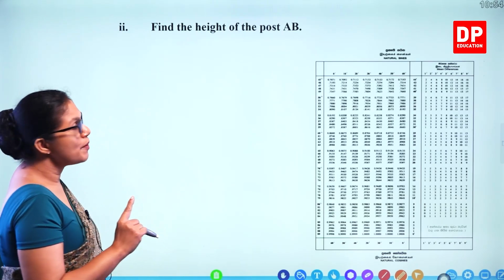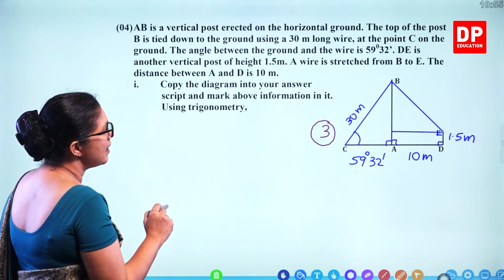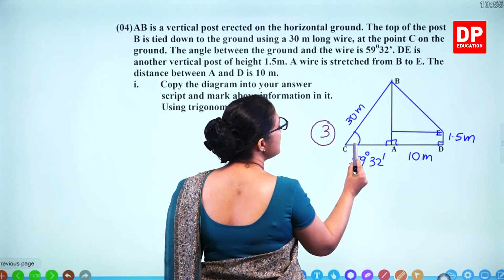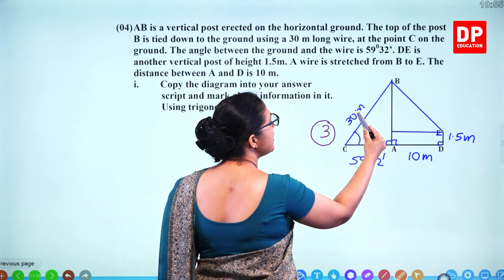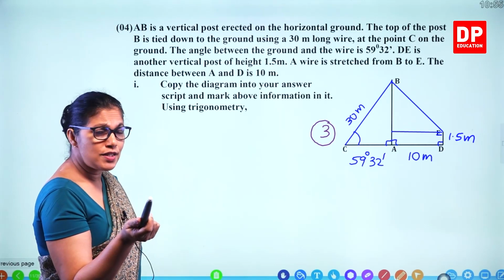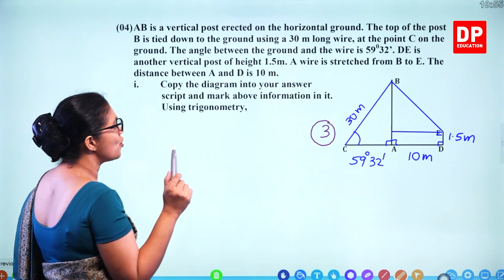Find the height of the post AB. Now we need to look at the diagram again. So we need to find this height AB. To this angle, the opposite and hypotenuse are given. So what's that? Opposite and hypotenuse? Sine ratio. So we can use the sine ratio.